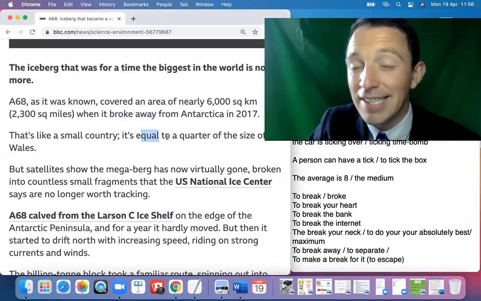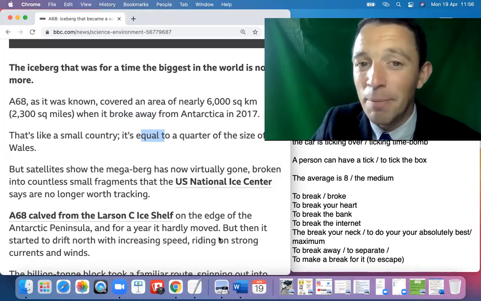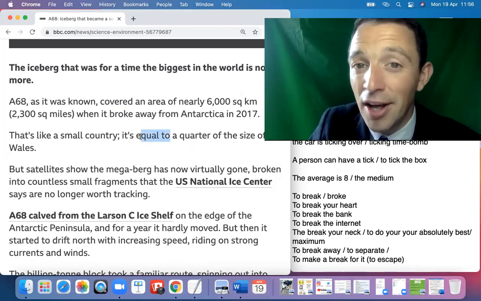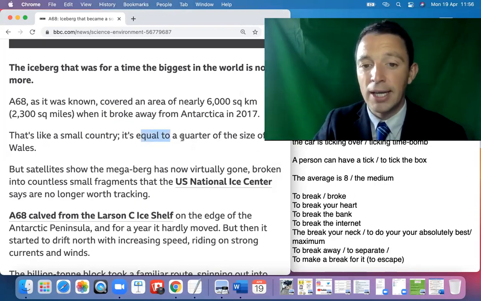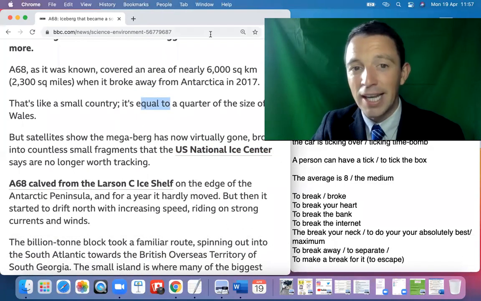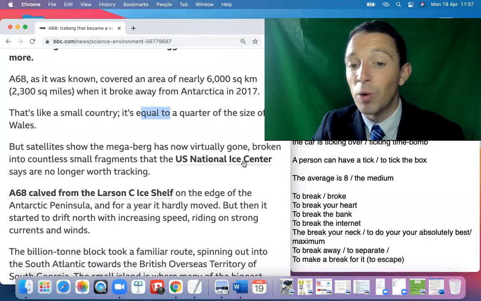Equal to, that's a typical preposition. 5 plus 5 equals 10, but it is very typical, equal to. So here you can see just a simple combination of the verb and the preposition. And that's it really. Again, here in the next paragraph, we have, I suppose, another example of broken into.